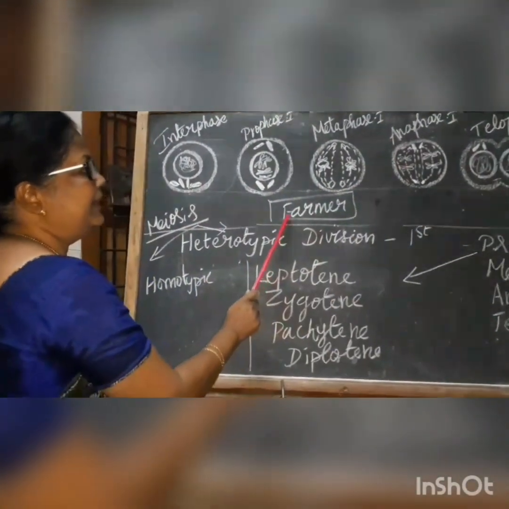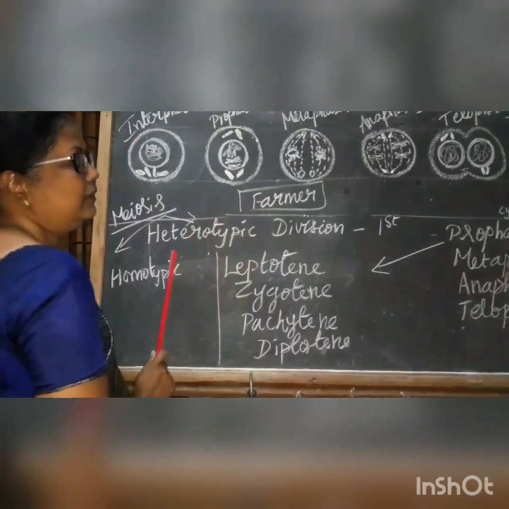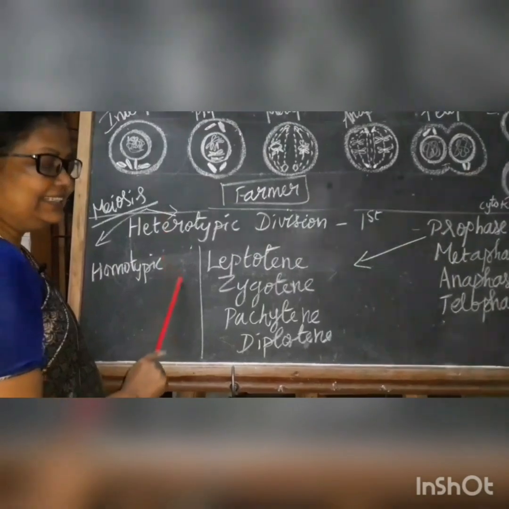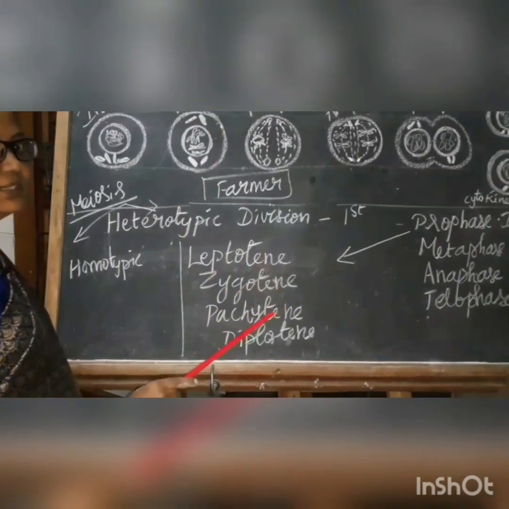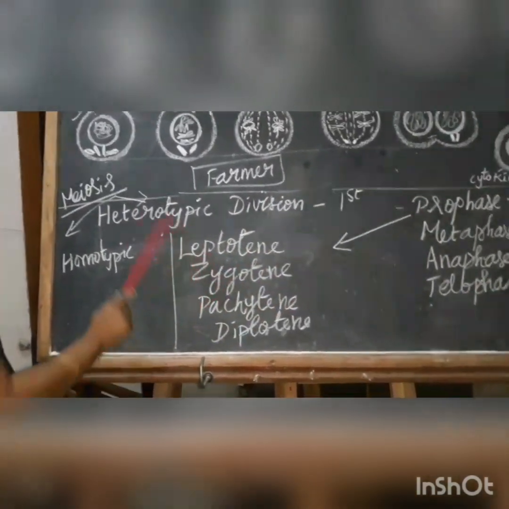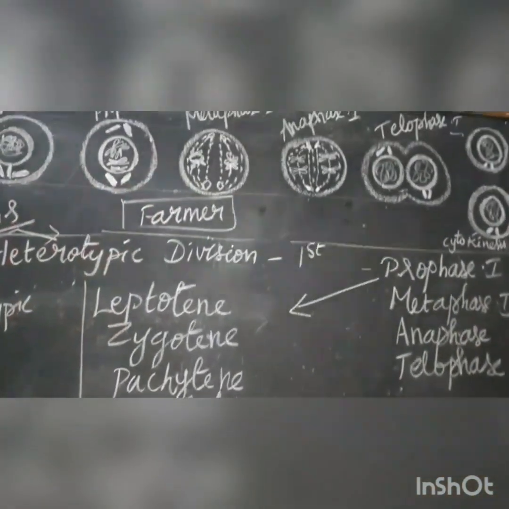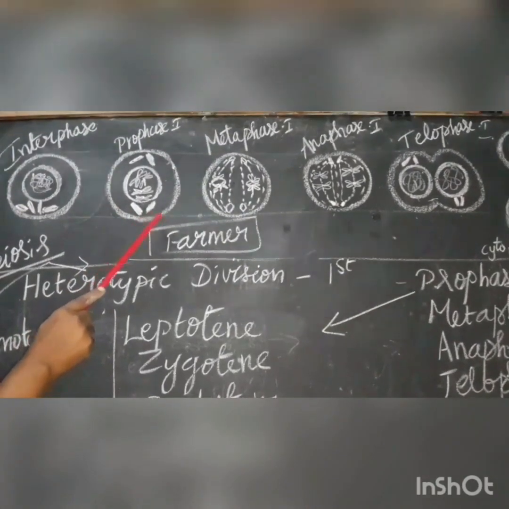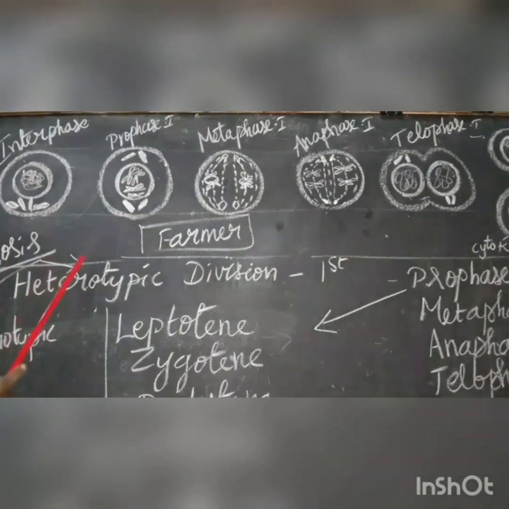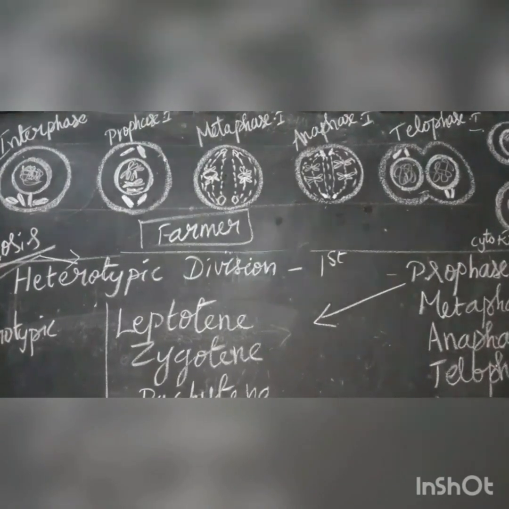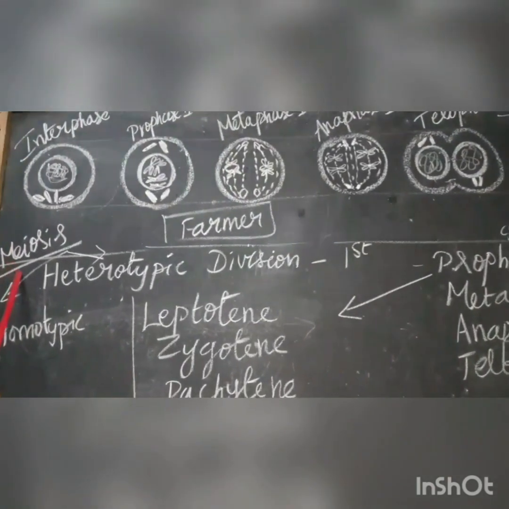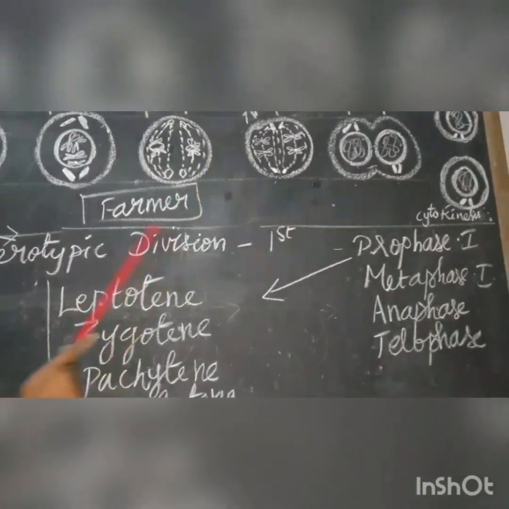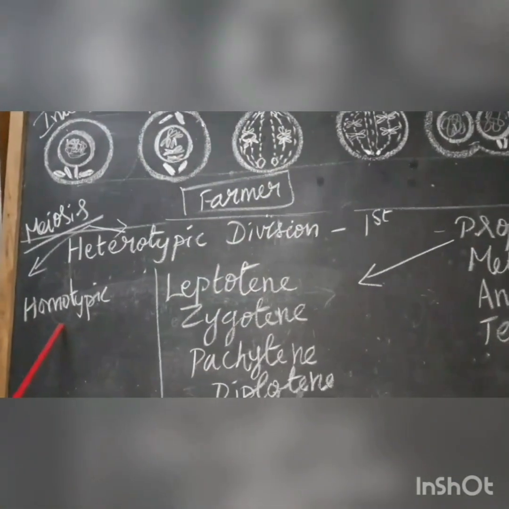Meiosis was coined by Farmer. Here the division will take place in sex cells or gametes, male or female gametes. The chromosome number is reduced from diploid to haploid, and meiosis will form 4 daughter cells. Meiosis will have 2 divisions, heterotypic division and homotypic division.